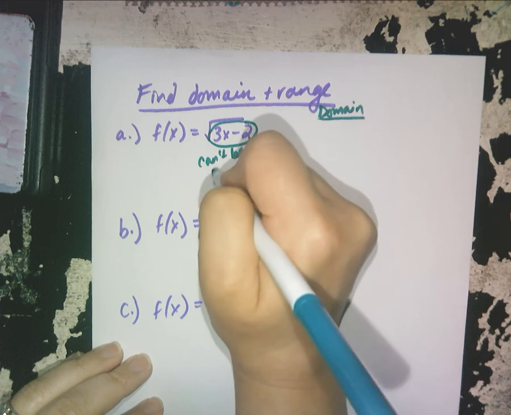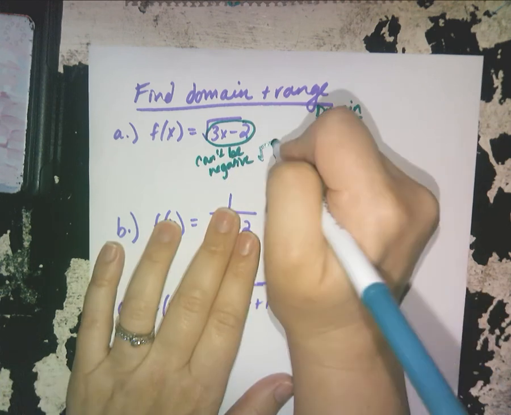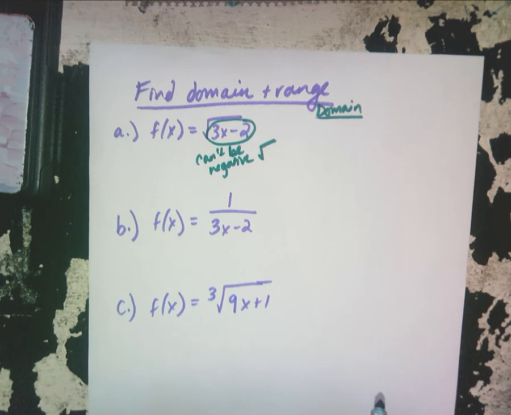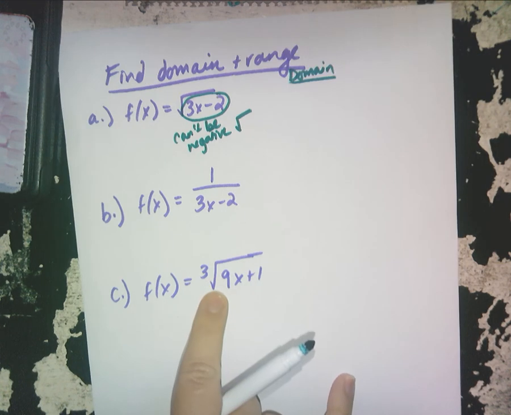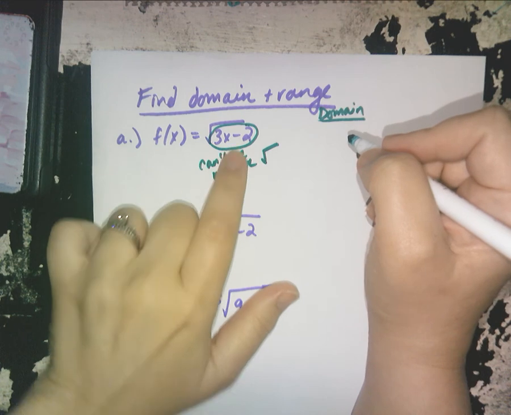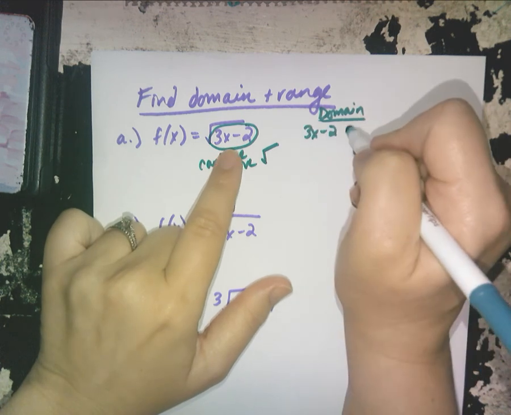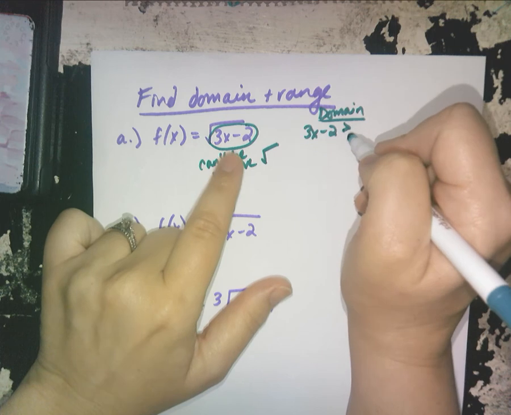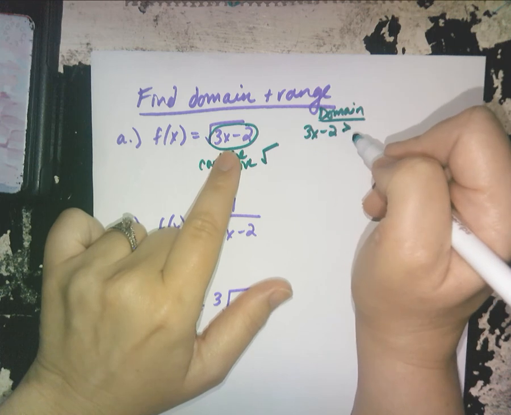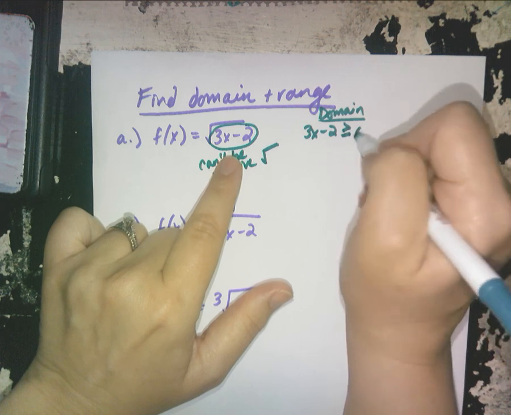It can't be negative. So under a square root, I should say. Under a square root or under a fourth root. Now wait, can you be negative under a cube root? You could, right? Okay. So just keep that in the back of your head. All right. So to find the domain of a square root, this 3x minus 2 has to be greater than, can it equal 0? Can you take the square root of 0? What's the square root of 0? 0. Yeah, you can. So it can equal it.